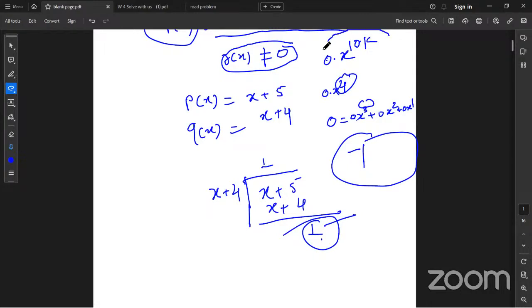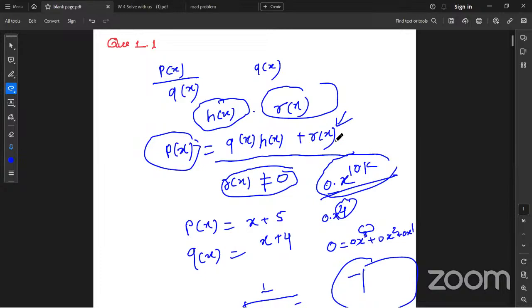Okay, so that is why the zero polynomial does not have any degree, and we will say the degree of the zero polynomial is not defined. So we are not considering this case. Okay, so what will be the minimum degree of R(x)? Because we will say degree zero of R(x) for this case.